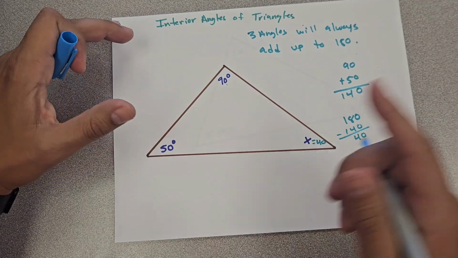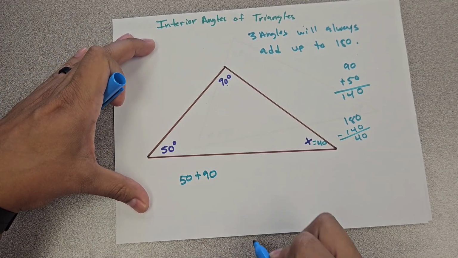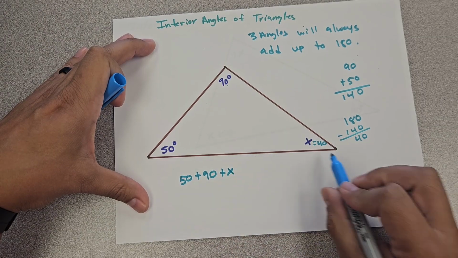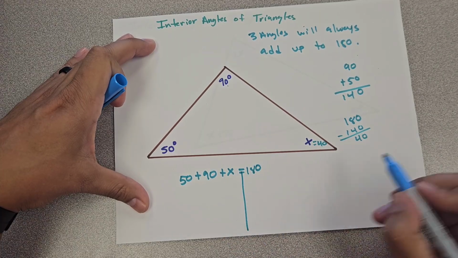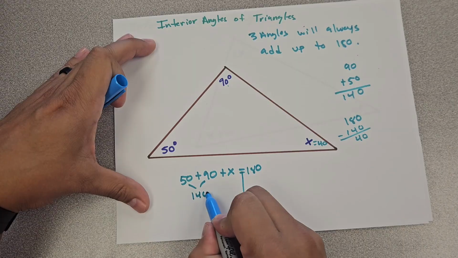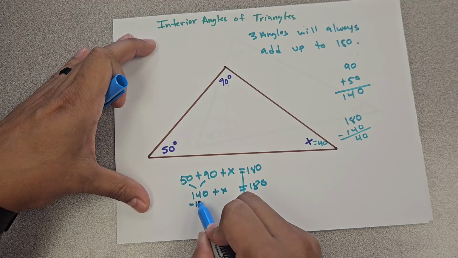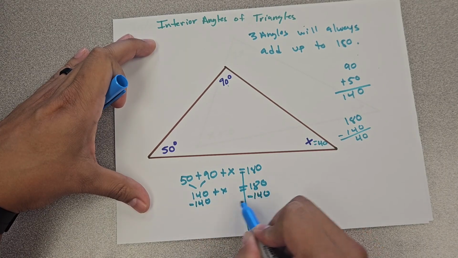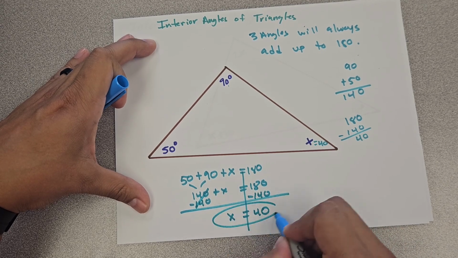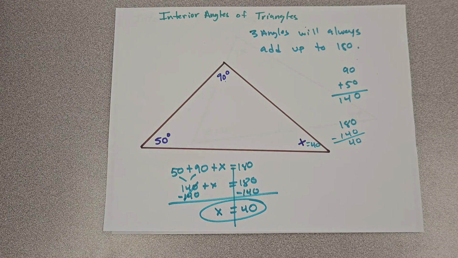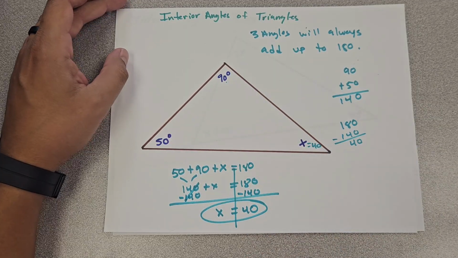We can actually create an equation with this. We can say that the three angles add up to 180, so angle 1 plus angle 2 plus my third angle, which is x, equals 180. Now we're just solving for x. Add these two together, we get 140 plus x equals 180. I subtract 140 on both sides. That's gone. x equals 40. So that's one way of finding the interior angles of a triangle. If we know two of them, we can find the third one.